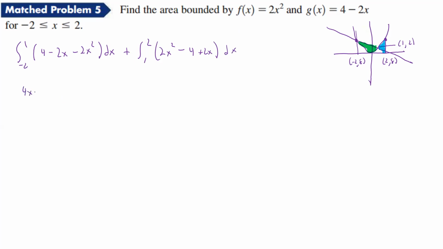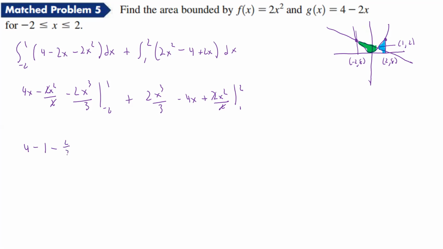So that becomes 4x minus 2x squared over 2 minus 2x cubed over 3 from -2 to 1 plus, and now I'm going to have 2x cubed over 3 minus 4x plus 2x squared over 2 from 1 to 2. All right, so plugging in 1, I'll have 4 minus, well, the 2's cancel, so we don't have to worry about that. And over here, I think we had a 2's cancel too. So 1 squared is going to be 1, and then minus, and then 1 in here, that's going to give us a 2/3. And so then that will be the first piece.